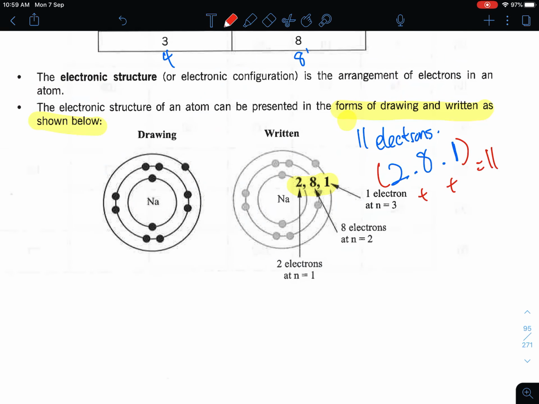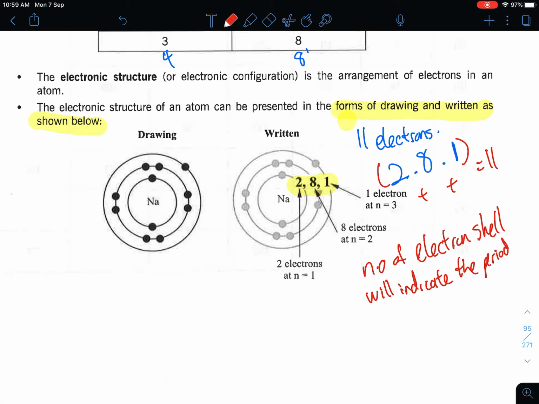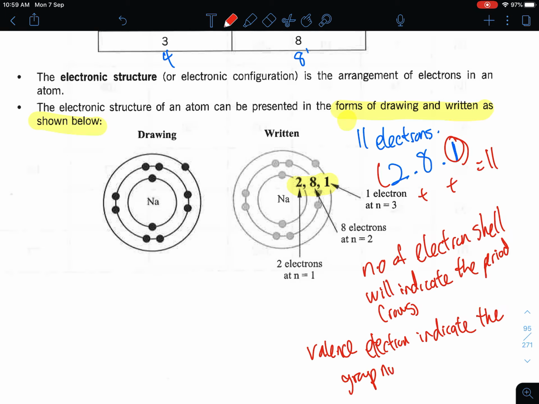And one thing you will know is that the number of electron shells will tell you the period. Period means the horizontal rows of the periodic table, whereas the valence electrons, in this case it is number 1, the last electron shell, will actually indicate the group number. And what's this group number? It is mainly the column of the periodic table.